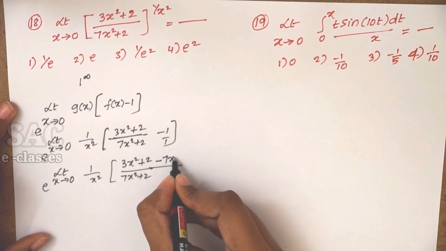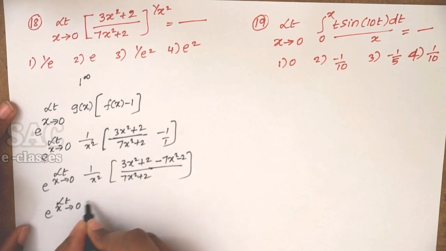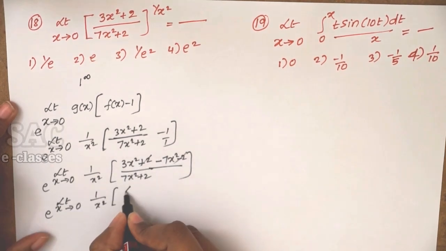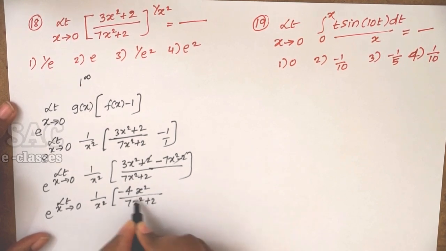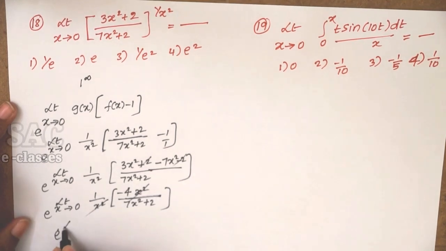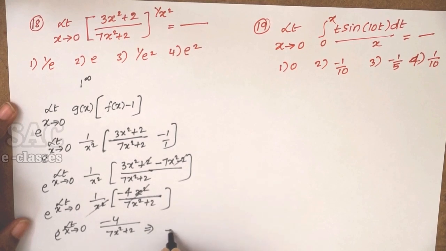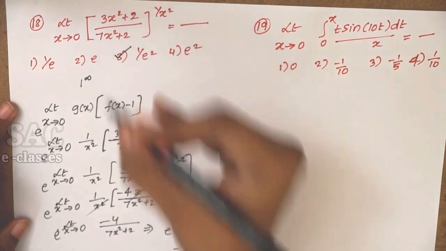By simplifying, e power limit x tends to 0, 1 by x square, now you may get minus 4x square by (7x square plus 2). Clearly x square and x square get cancelled. E power limit x tends to 0, minus 4 by (7x square plus 2). Just apply the limit. E power minus 4 by (7 into 0 plus 2). Its answer is e power minus 2. Obviously 1 by e square is the answer.